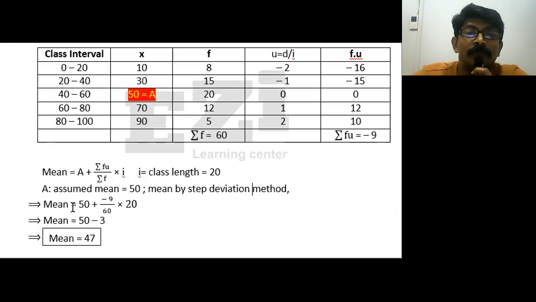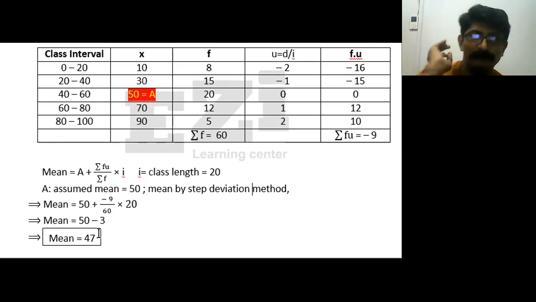Then mean is equal to a, क्या है, substitute कीजिए 50 plus summation fu कितना है -9, summation f कितना है 60. So -9 upon 60 into 20 करेंगे, that is i. So remember that it is only for summation fu upon summation f into i. Okay, now 50 and ये cancel हो जाएगा. -180 upon 60 करेंगे तो -3 मिलेगा. 50 - 3 बन जाएगा 47. So the mean is 47, isn't it, student?